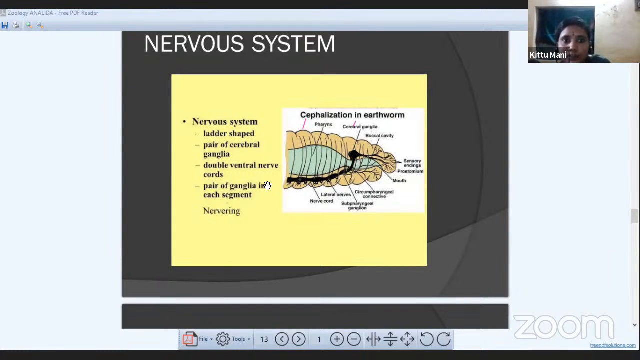Okay, these paired cerebral ganglia along with the nerve cord are connected with each other and coordinate the annelid body. Body coordination is maintained by the nervous system in any organism. But here the annelids also have the nerve ring and cerebral ganglia, which coordinate with each other and control the body movements.